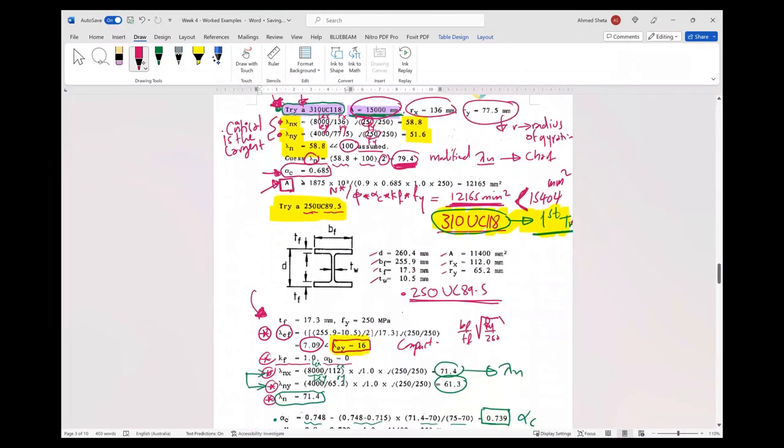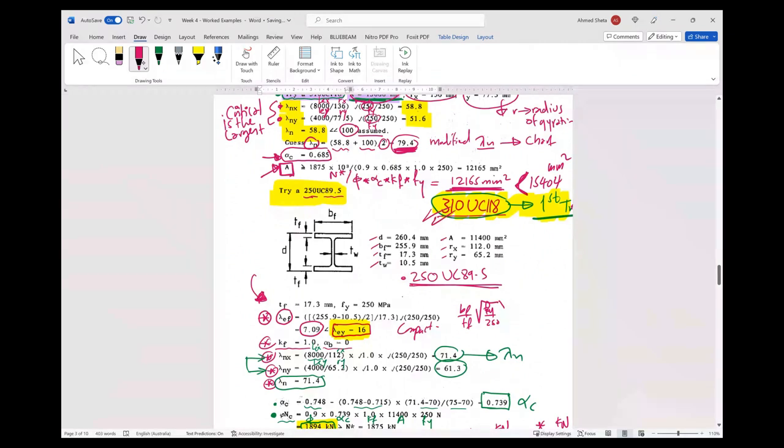Okay, so if we use the first trial as well, it will be adequate, but this trial is just to make the selection very close to N star. So just to be more economic, we got the smaller section.